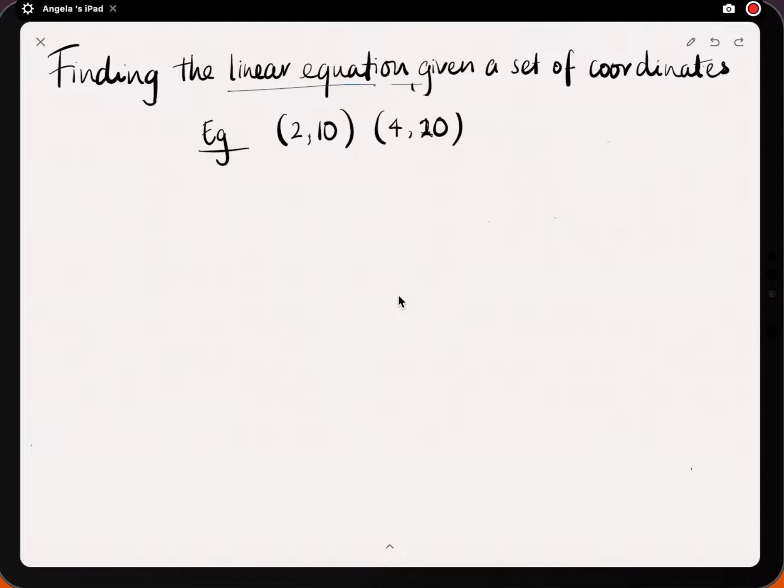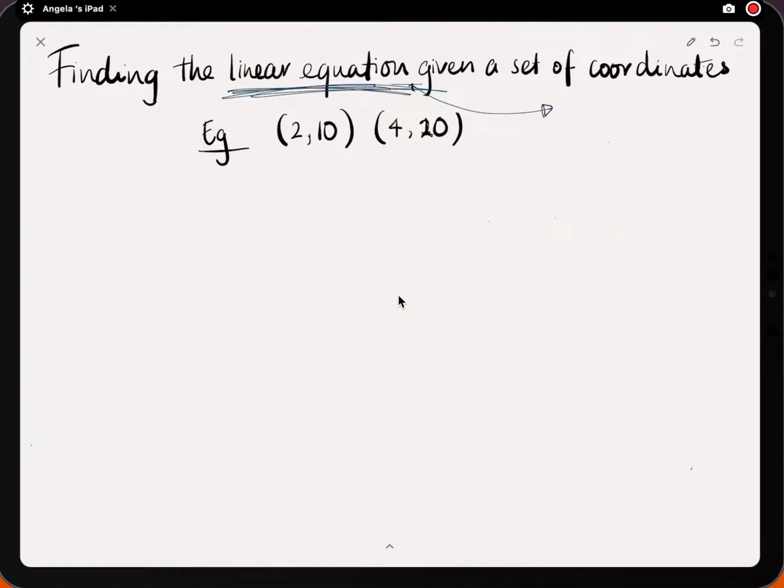a linear equation given a set of coordinates. So in this example, the coordinates are (2, 10) and (4, 20). But before we go into the actual process of finding the linear equation, let's just go back and revisit the concept or the general equation for a linear equation.